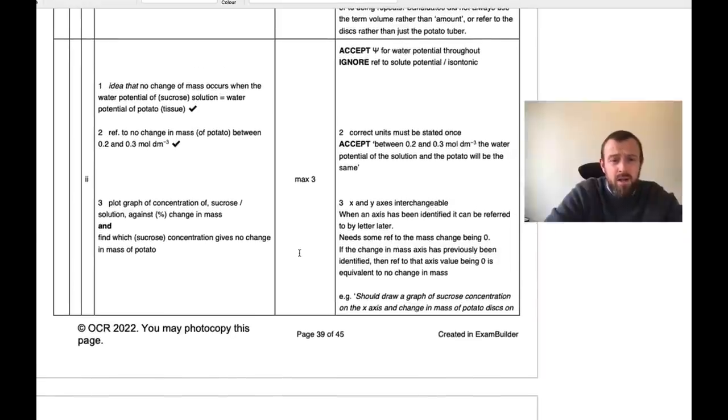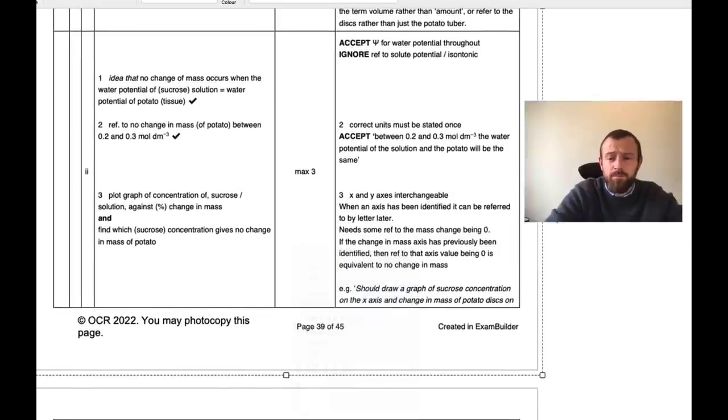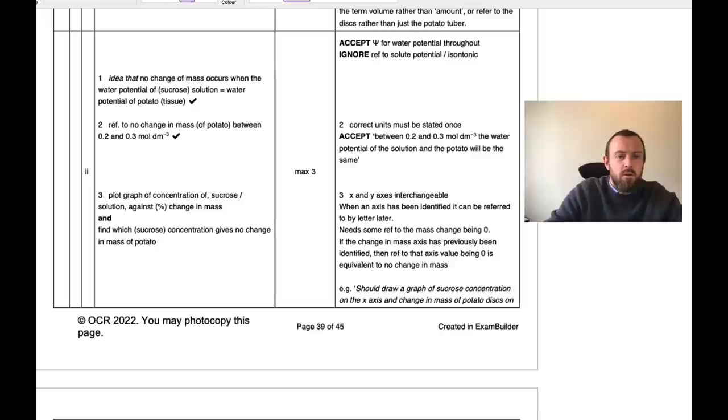It's quite lengthy, okay? Pause if you need to. The top bit, you get one mark for the idea that when there's no change of mass, that is the water potential. A second mark for talking about the fact that this is between 0.2 and 0.3 moles per dm cubed. Look how picky they are.